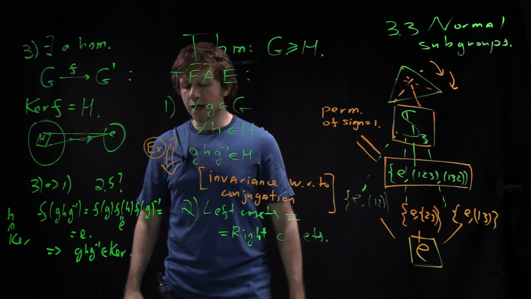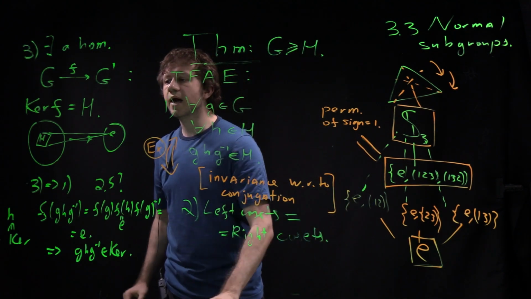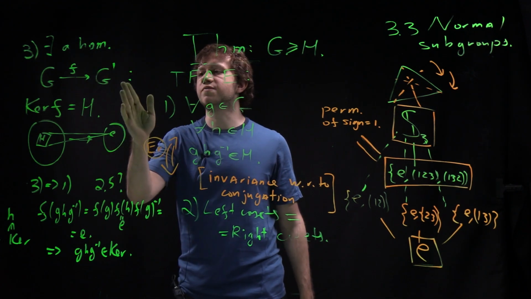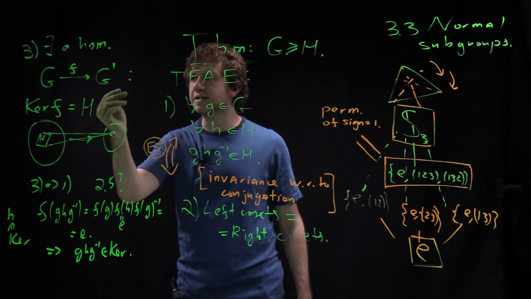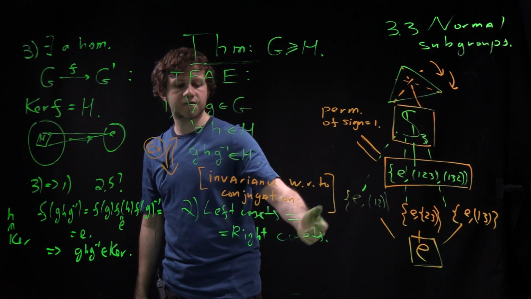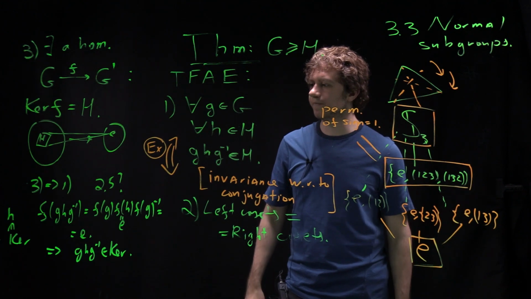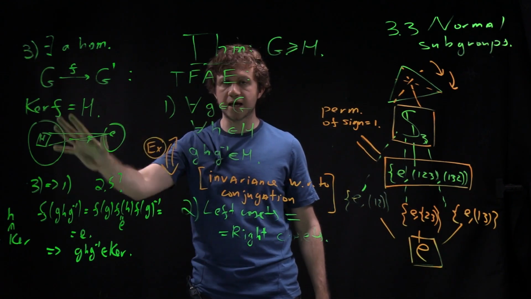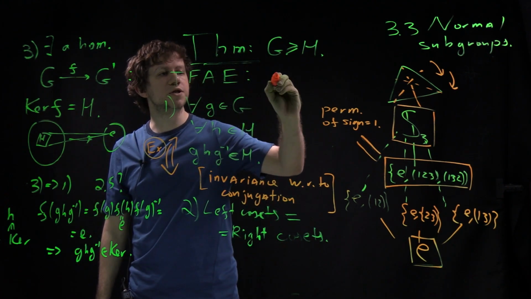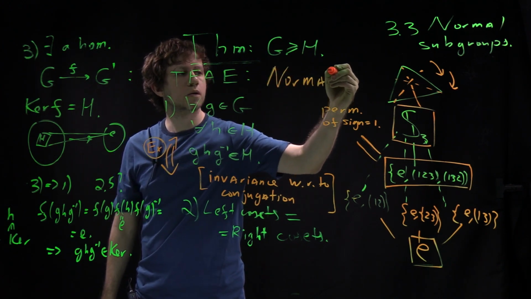So 3 implies 1. And 1 implies 3 we will do next lecture, so this is more interesting. The reason it's more interesting is that you actually need to construct this group G prime. The fact that G prime actually exists and there is such a homomorphism, if H satisfies these properties, is not trivial at all. So we will do that. If H satisfies any of those, then H is called normal. So these are all definitions of a normal subgroup.